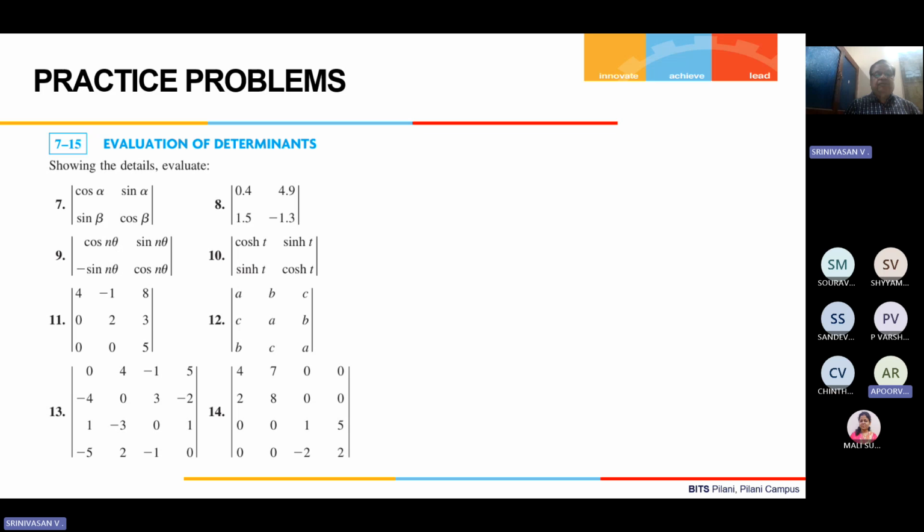Practice problems. Okay. For example, if you take this determinant, you know how to expand a 2 by 2 determinant: sin alpha, cos alpha, sin beta, cos beta. What is its expansion? Cos alpha cos beta minus sin alpha sin beta is the immediate answer. But of course, you can simplify this if you know the trigonometric formulae of compound angles. Can anyone say what is cos alpha cos beta minus sin alpha sin beta? Anyone?